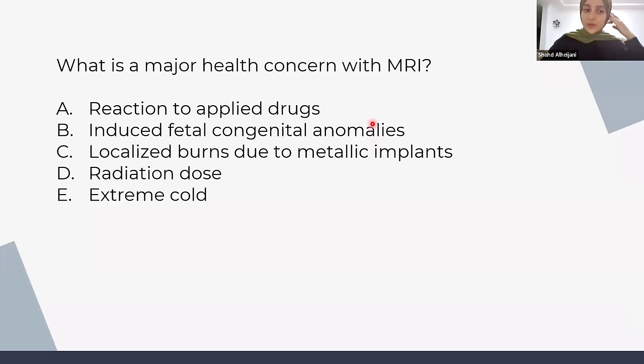What is a major health concern with MRI? Let's see. The correct answer is C. Again, with MRI, our main concern is anything metallic, because it's a magnet, and anything metallic like cardiac pacemakers, cochlear implants, any tattoos and so on will be affected by the MRI, and it can cause localized burns.